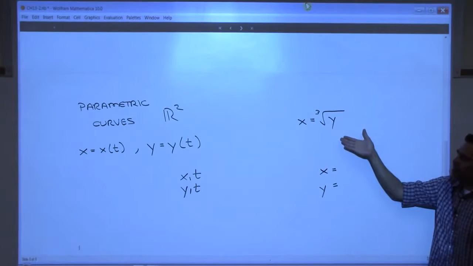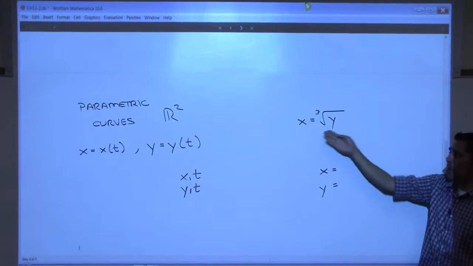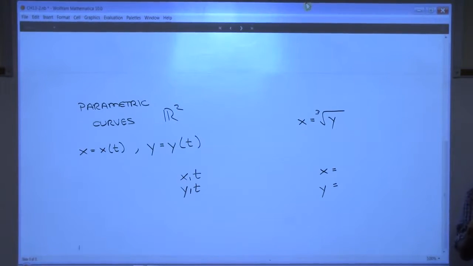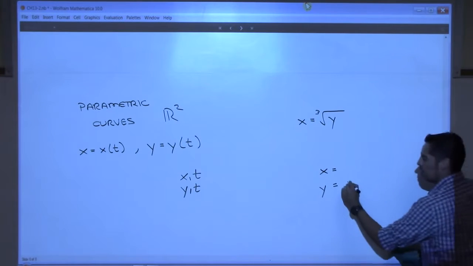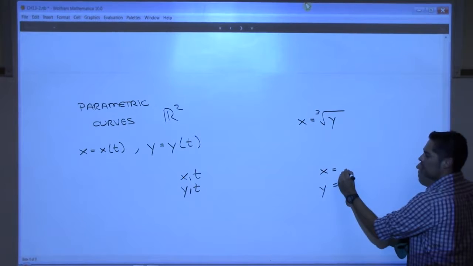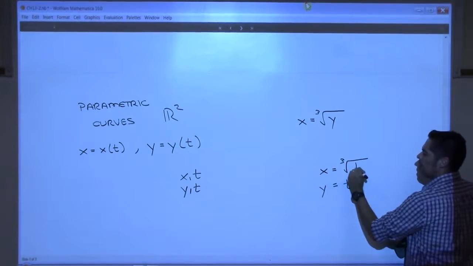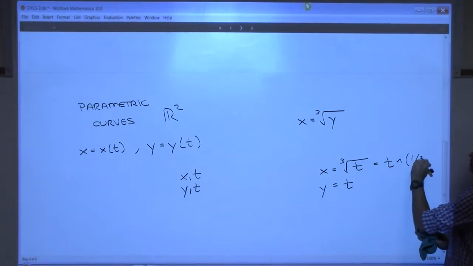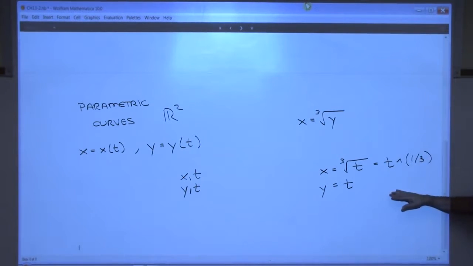In this case, which variable depends on which variable? X depends on y. What does y depend on? Nothing. So y is the one that's free, so I'm going to choose y to be t. And then the x will be the cube root of t. Or you could write on your calculator t raised to the 1 divided by 3. And if you were to graph this, you would get the same thing as this.